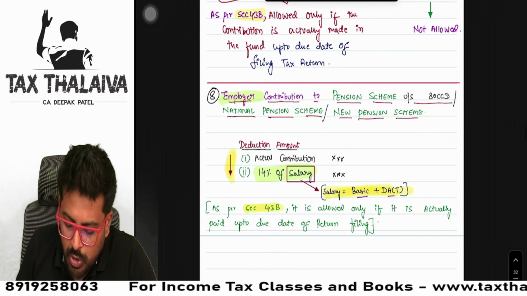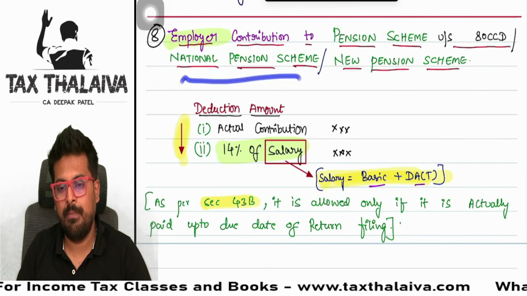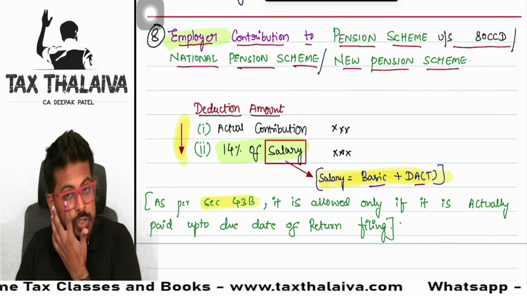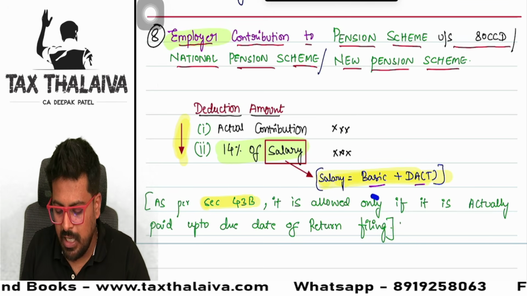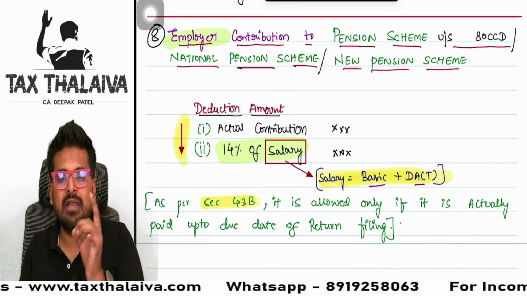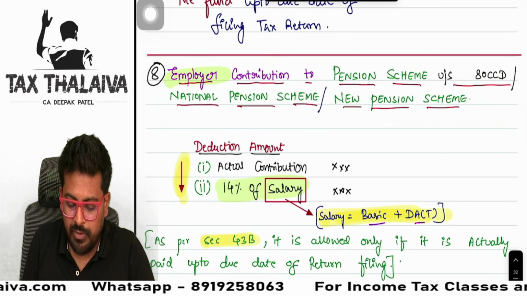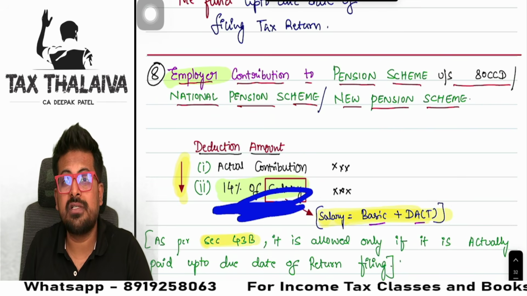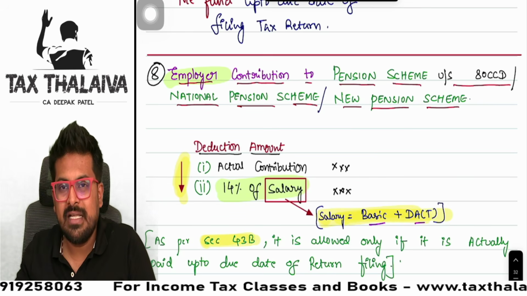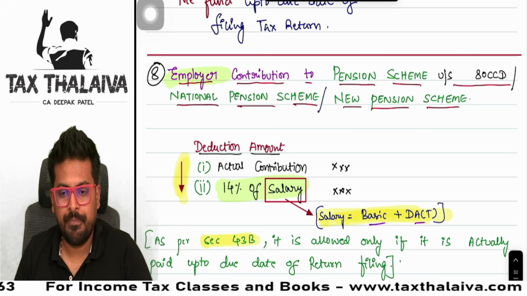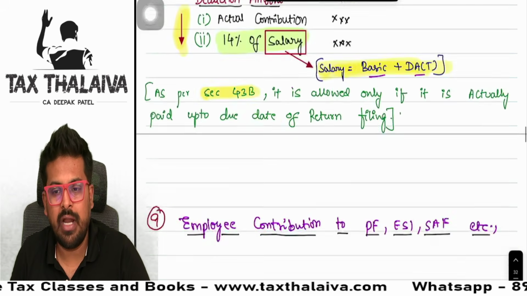Next. Employer contribution to a pension scheme under section 80CCD or the national pension scheme. Mind you, in this, employer contribution is allowed only to the extent of 14% of salary. The salary definition here is basic plus dearness allowance in terms. And this is also subject to 43B. If the employer contributes more than 14% of salary, the excess contribution made by the employer will be disallowed in the books of accounts of the employer. So that's why the actual contribution or 14% of salary, whichever is lower, is allowed as deduction.